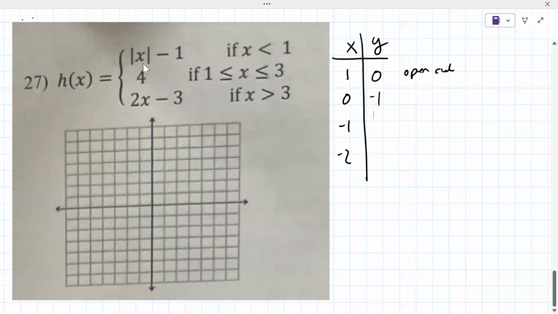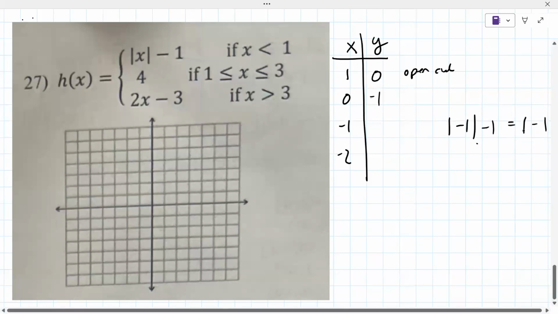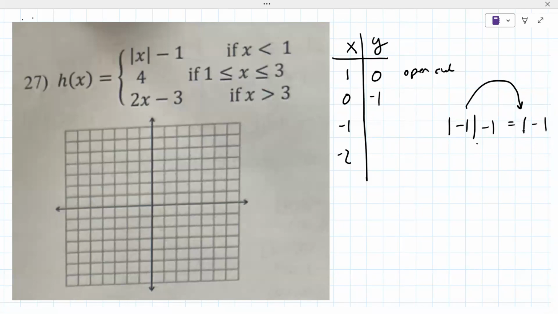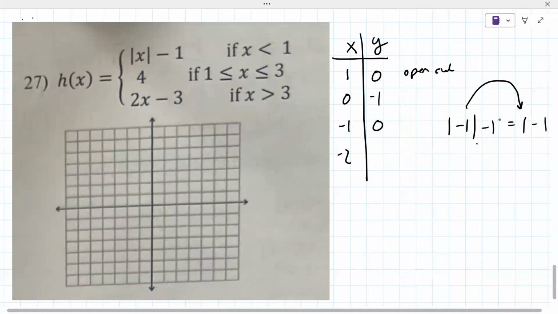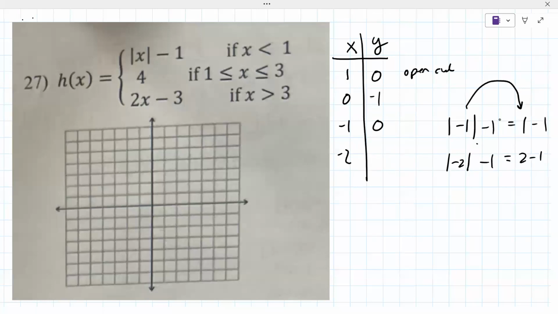Because I feel like we're missing the whole point of what this absolute value means. Do you remember from class? The absolute value of -1 is 1. So if it's the absolute value of 1 minus 1, that becomes 1 minus 1. Oh, it always returns a positive number. So how do I make that a y value? Oh, it's just 0. And the absolute value of -2 minus 1 becomes 2 minus 1, which is 1. Okay.